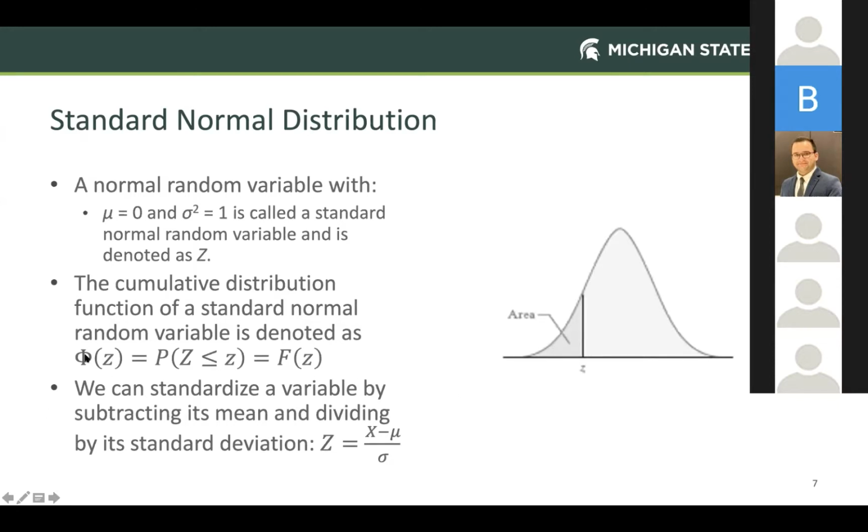But anyway, phi of Z or F of Z is basically quantifying the cumulative proportion of that distribution that's less than or equal to some point, which as I indicate here is denoted by Z, okay?